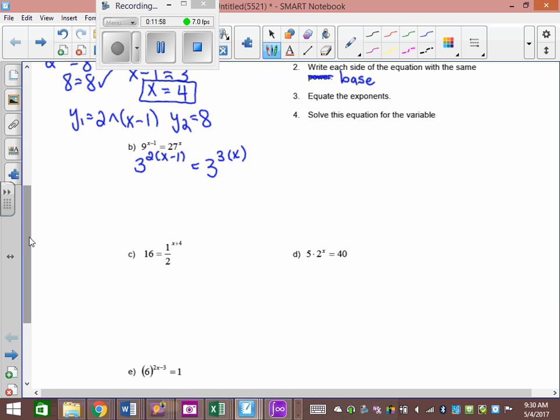So we distribute. 3 to the 2x minus 2 equals 3 to the 3x. And now I have a base of 3. So that means that 2x minus 2 must equal 3x in order for this equation to make sense, correct? So 2x minus 2 must equal 3x. And then we just solve. When you have an x on both sides, just pick one and move it. I'm going to move the 2x to the 3x.